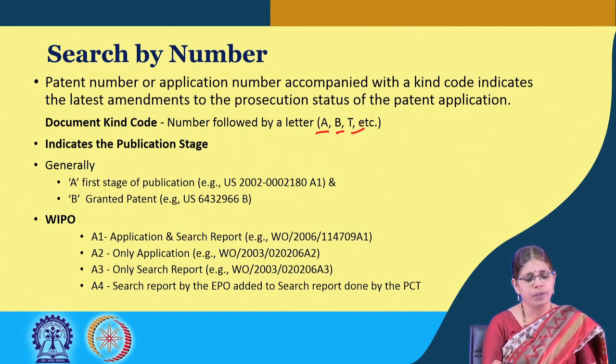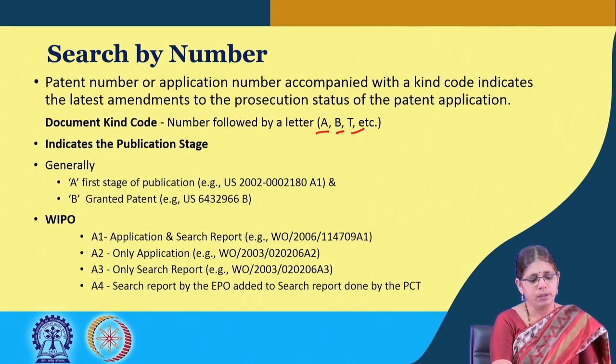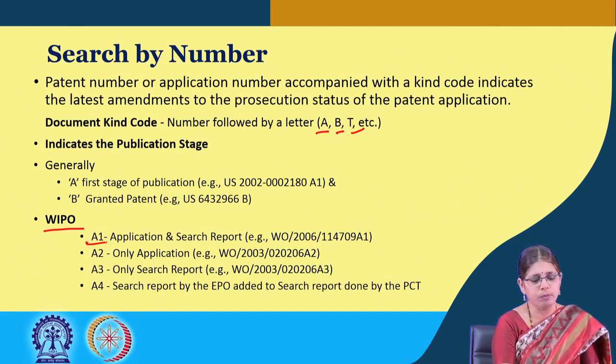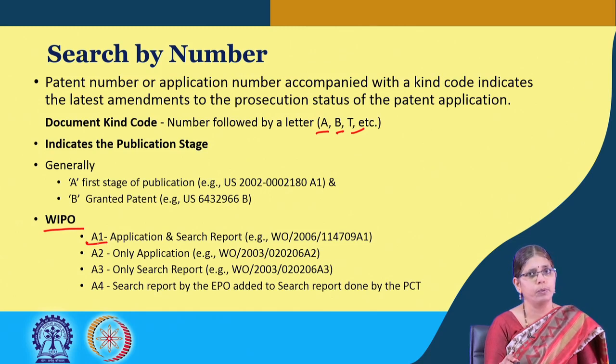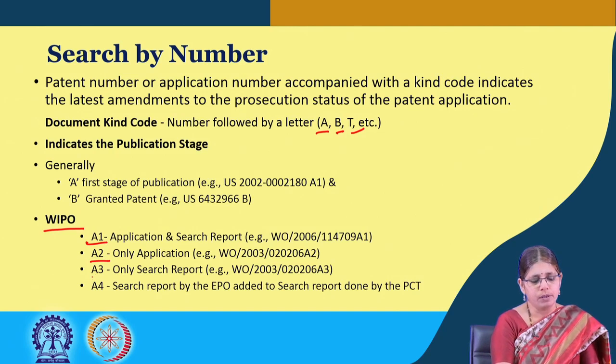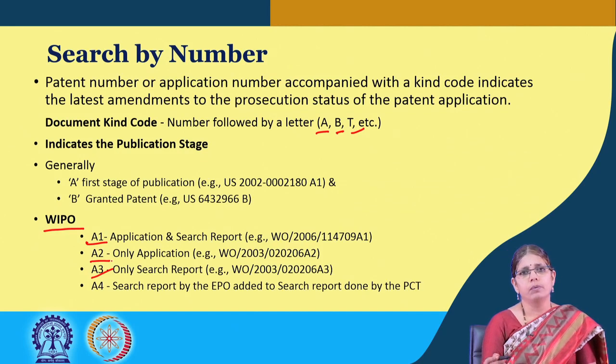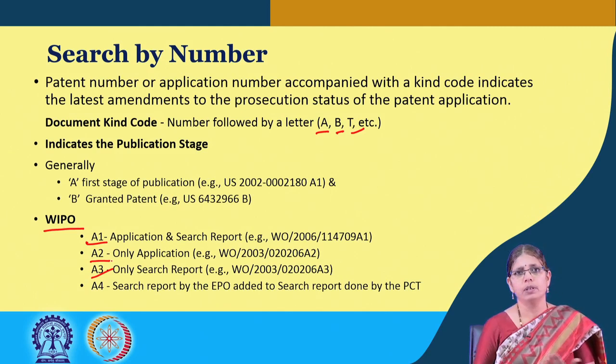And what you see here is the WIPO based applications, the PCT documents, for which you can see the kind codes, and within each kind code there are different variants. For instance, an A1 would be an application where there is also a search report. An A2 would mean an application only, and A3 is the status where you have the search report only. This is how you can understand the status and the stage of each of the applications for a given particular patent.